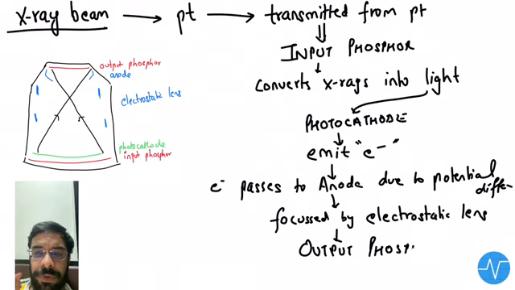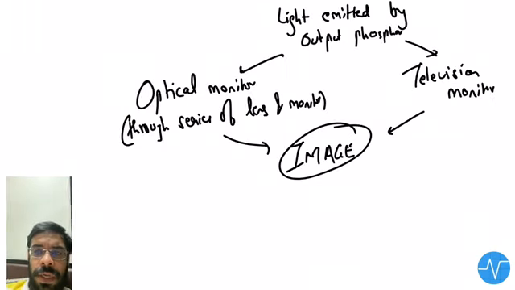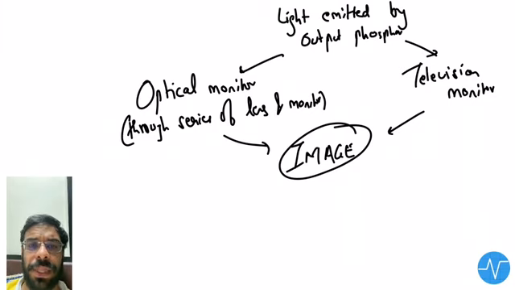Now these electrons will hit the output phosphor and then there will be emission of light. The light emitted by the output phosphor will go through tubes either directly to the television monitor or through a lens and the optical monitor. This will then form the image. Therefore, the problem earlier in fluoroscopy, that a dark room was needed, is solved by the image intensifier by giving out a bright image which will stimulate the cones and increase the visual acuity and image contrast.